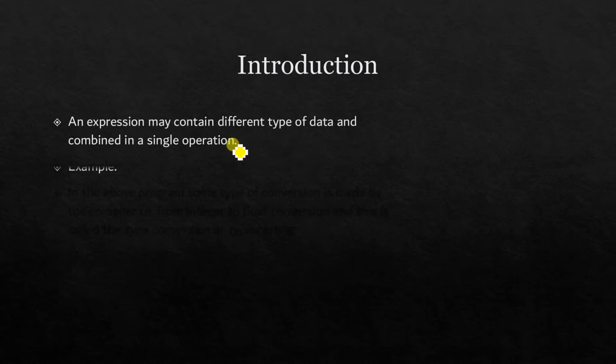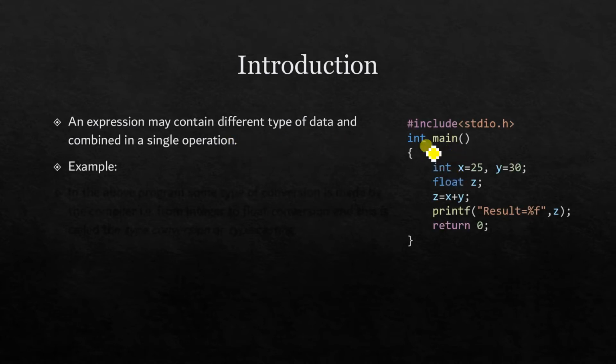For example, if you see this program, there are two variables I have declared in the first line, that is int x is equal to 25 and y is equal to 30. Then I have declared another variable which is of float type. You can notice clearly in the third line that it is written z is equal to x plus y. That means in this particular expression two types of data get involved. We want to add two integer values, the value of x and the value of y, and store it in z. z is a float variable.